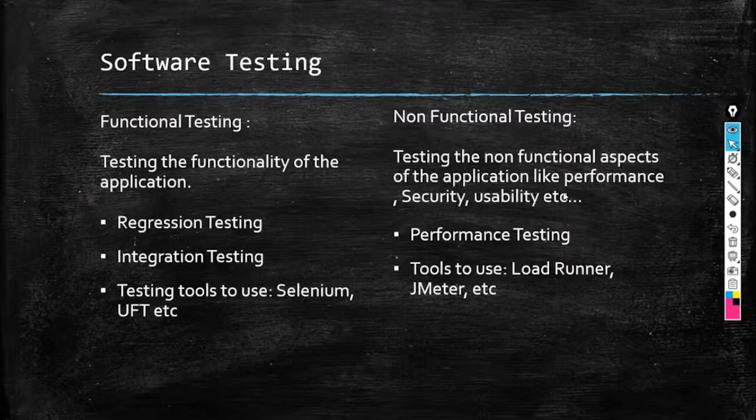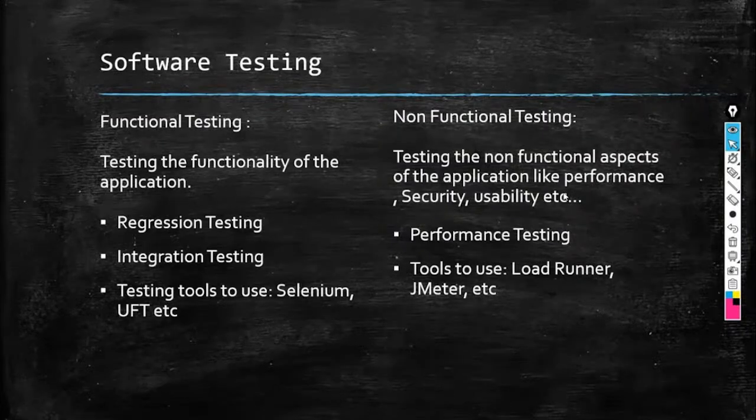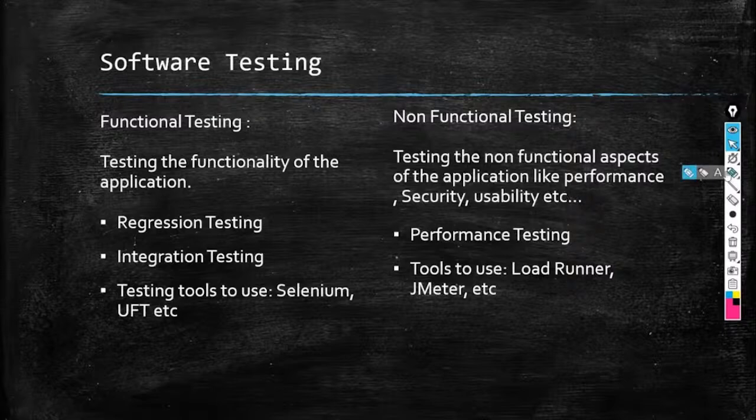Requirements, like understanding all the requirements of what needs to be done, and then the design phase will get started, and then after that the development will be taken care of, followed by testing. So as part of software testing, we have functional testing and non-functional testing. Functional testing is all about testing the functionality of the application. It primarily focuses on the core functionality aspect.